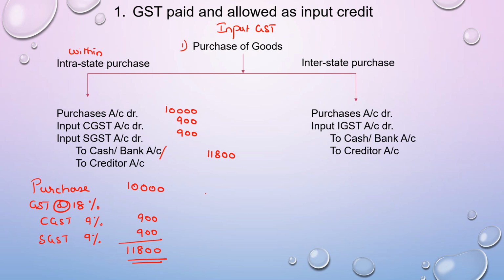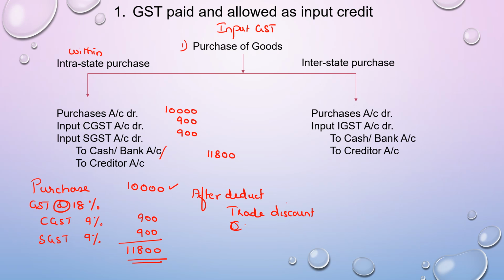And one more important point about this value on which GST is calculated, it is called the taxable value, which is arrived at after we deduct the trade discount and cash discount, if any allowed.